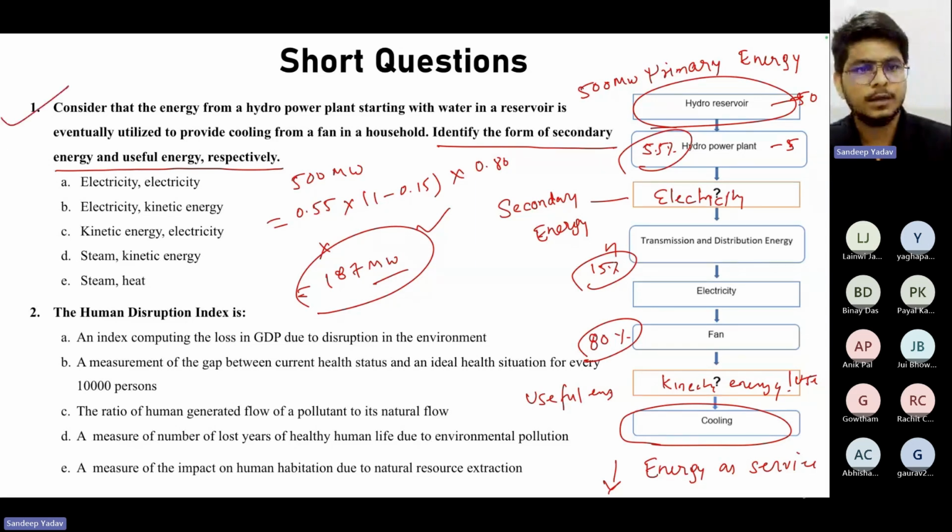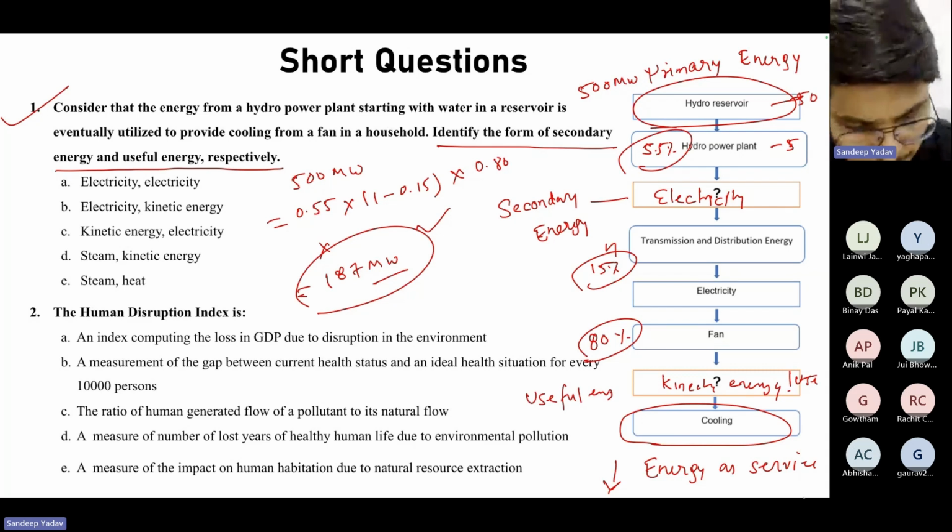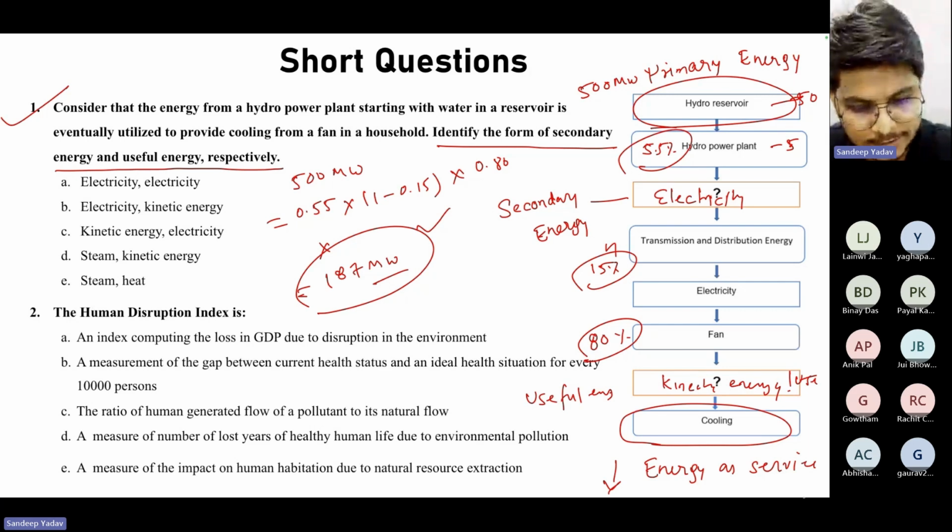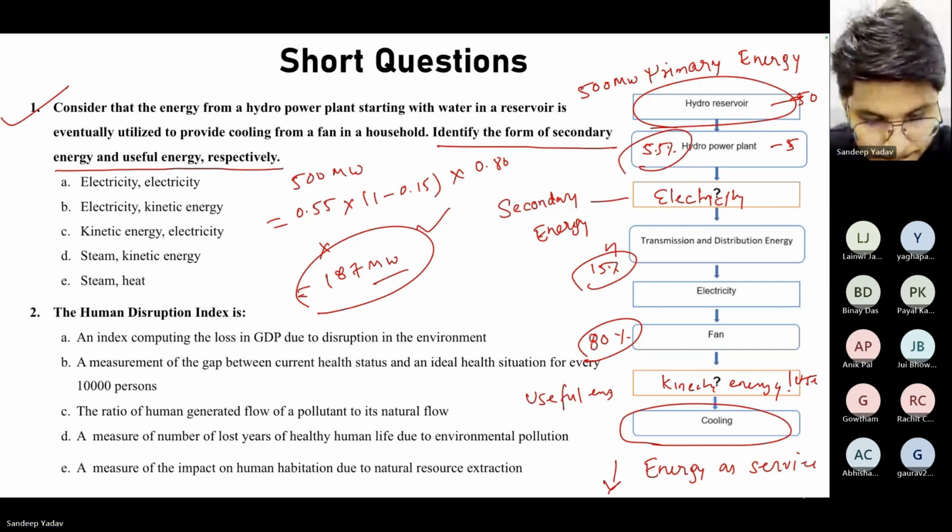The same as question number two, the human disruption index. An index computing the losses in the GDP. So what is the human disruption index? Let me just go through the comments. Electricity and kinetic energy, multiplication of, yeah, Rachit, you're right. The multiplication of all the efficiencies, but we have to be careful.